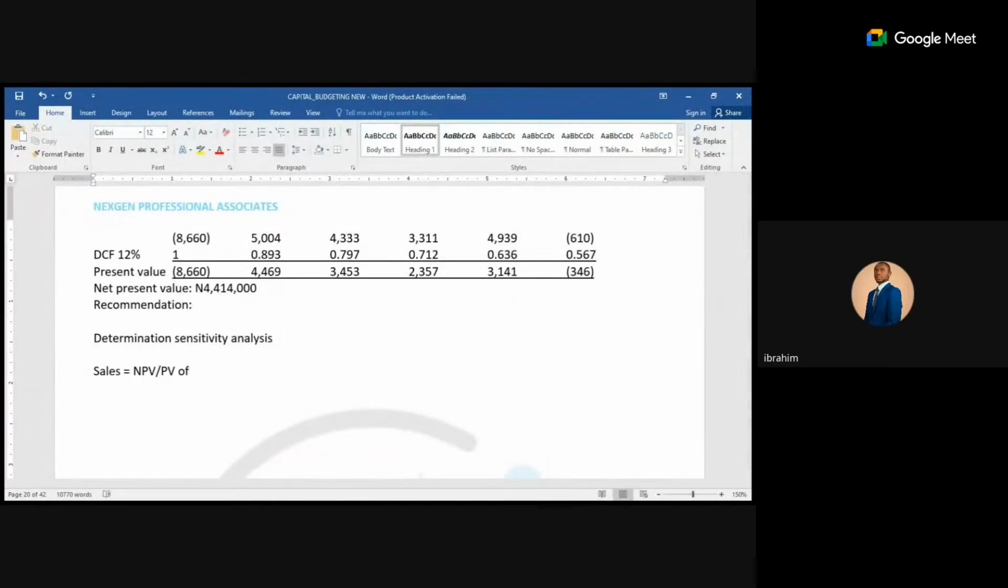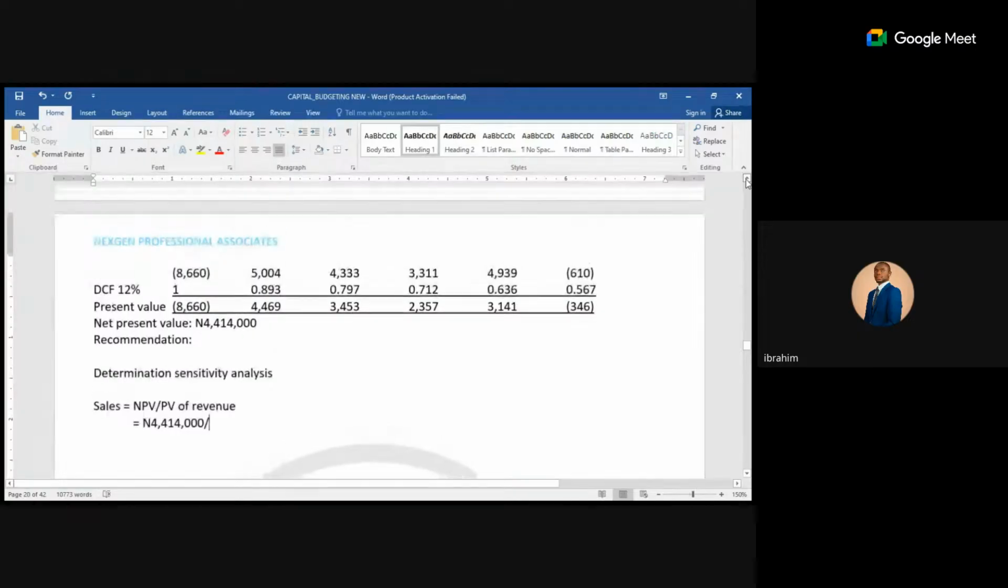We present the present value of sales, or revenue, times 100. So the sensitivity analysis will be equal to the NPV, 414, divided by the present value of the revenue.